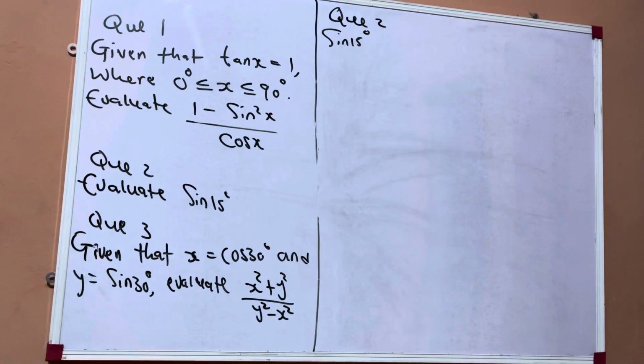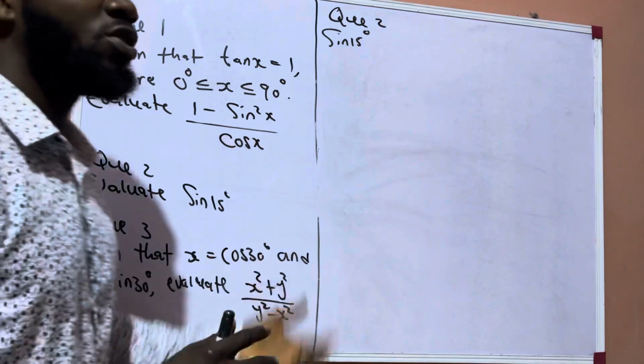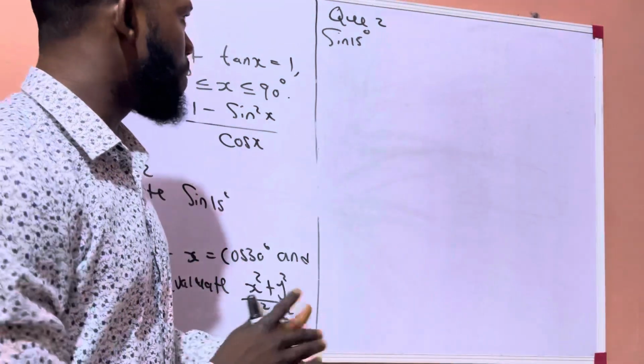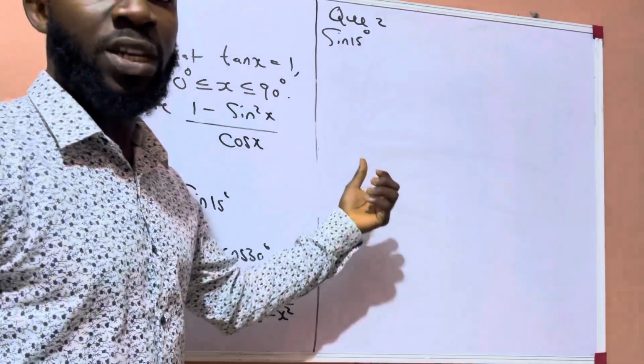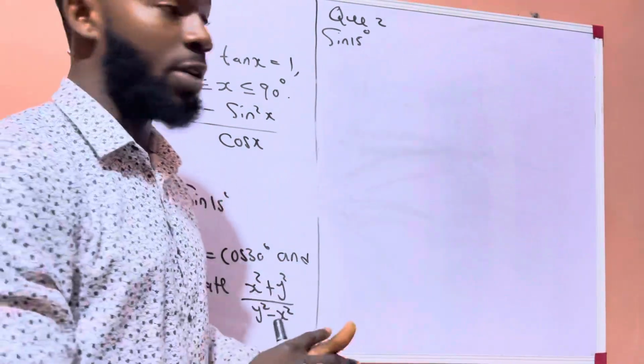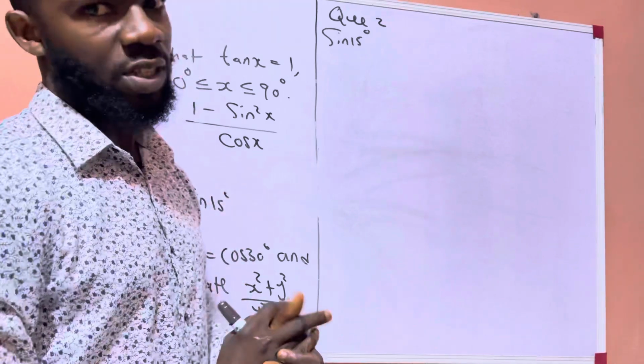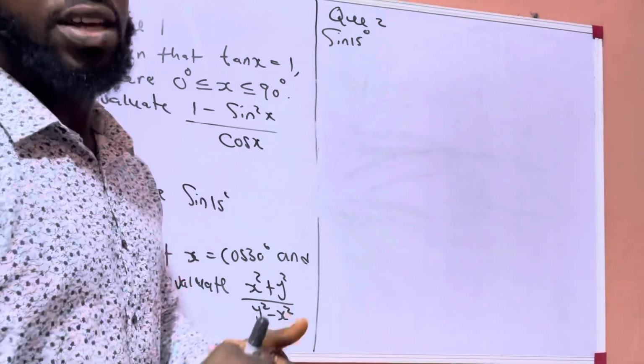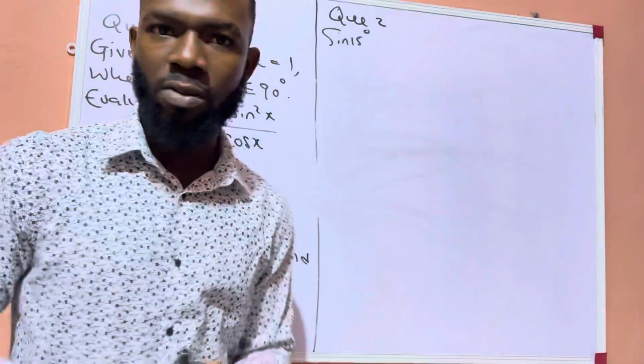Now if you are to evaluate sine 15 degrees, how do you go about this? First of all, 15 degrees is not a special angle, and there is no way we can evaluate this if we are not using our four-figure table or mathematical set. But in this question, we're not supposed to use mathematical set, we're just supposed to evaluate sine 15. So how do we go about this?